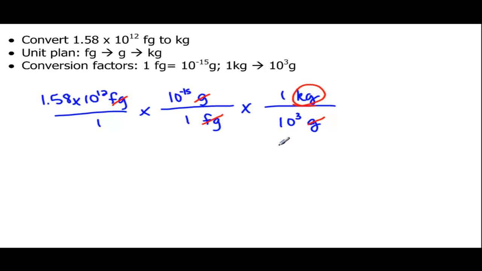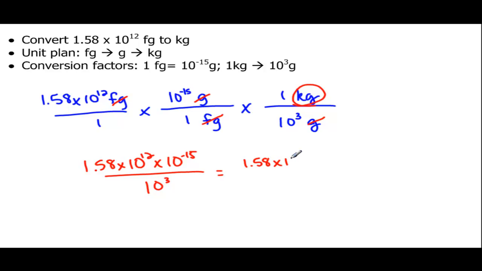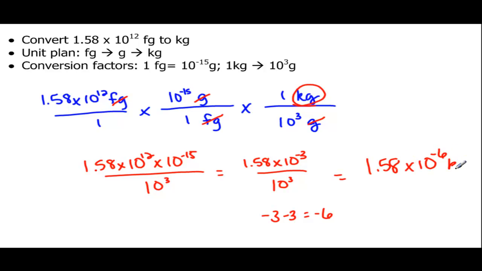And so now it just comes down to doing your math. 1.58 times 10 to the 12 times 10 to the minus 15 over 10 to the 3rd. So we get 1.58 times 10 to the minus 3 over 10 to the 3. So minus 3 minus 3 gives me negative 6. So my answer is 1.58 times 10 to the minus 6 kilograms.